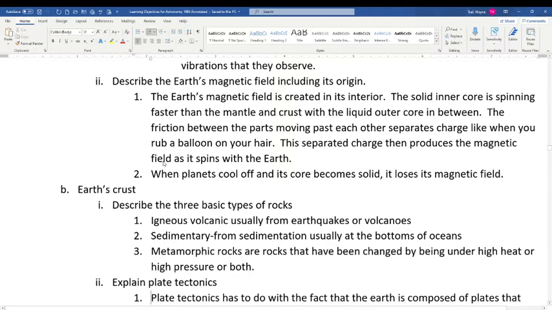So as long as you have this friction going on inside your planet and charge getting separated and the planet spinning, you produce a magnetic field. Over time, though, as the planet cools off, that liquid interior becomes solid, and now you don't have the friction anymore, and gradually the magnetic field dies away. And so as planets cool off and lose their geologic activity, they lose their magnetic field.